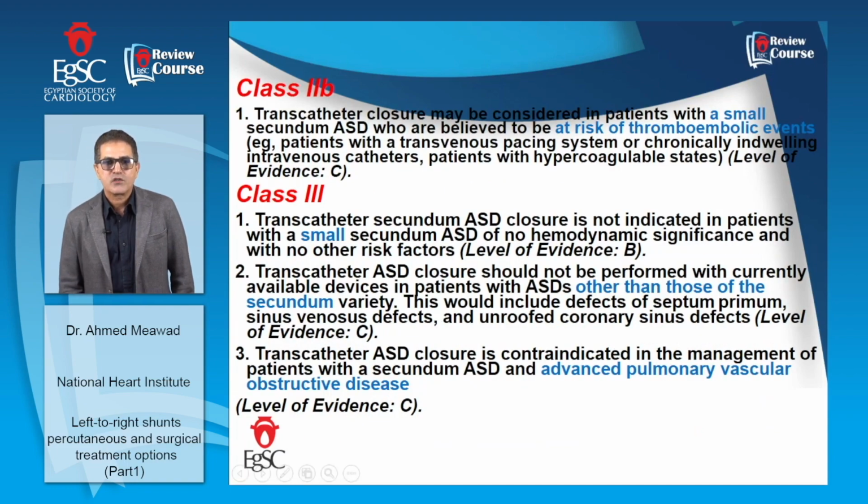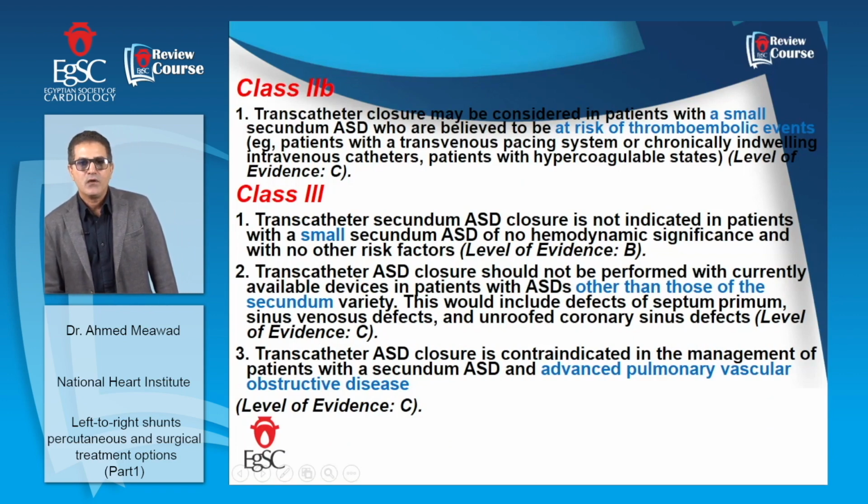Class 2B, small secundum type ASD in a patient at risk of thromboembolic events, like a patient with a transvenous pacing system, or chronically indwelling intravenous catheters, or a patient with a hypercoagulable state. Class 3 indication, if it is small and hemodynamically insignificant, and other types of ASD other than secundum, like sinus venosus defect or primum type ASD or unroofed coronary sinus. Also, if there is advanced pulmonary vascular obstructive disease.